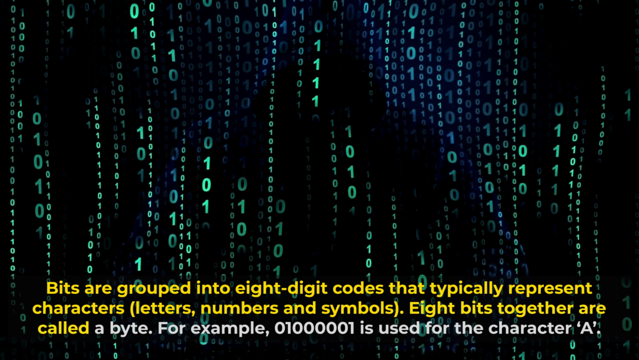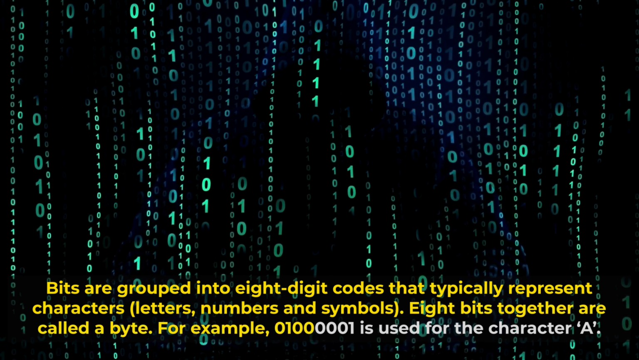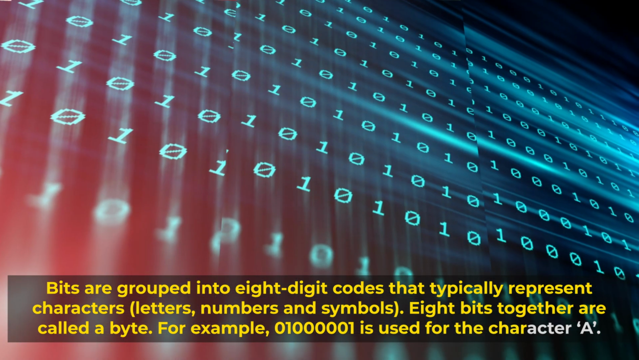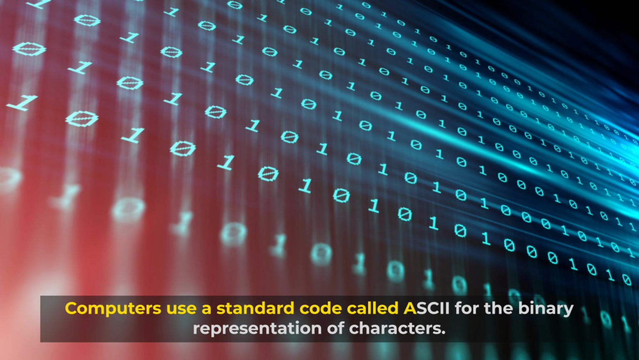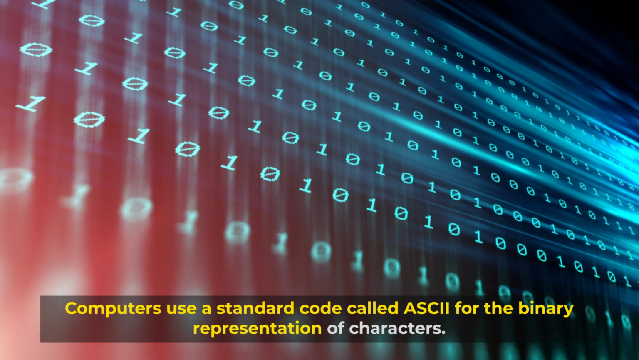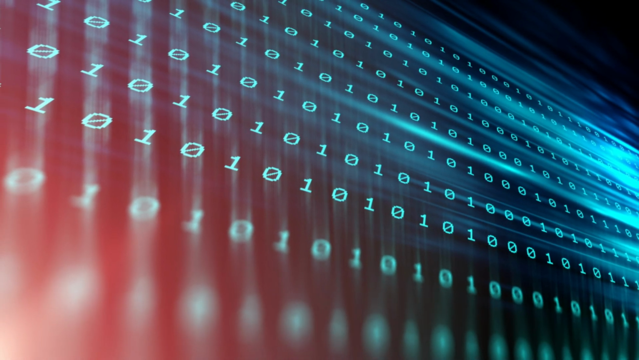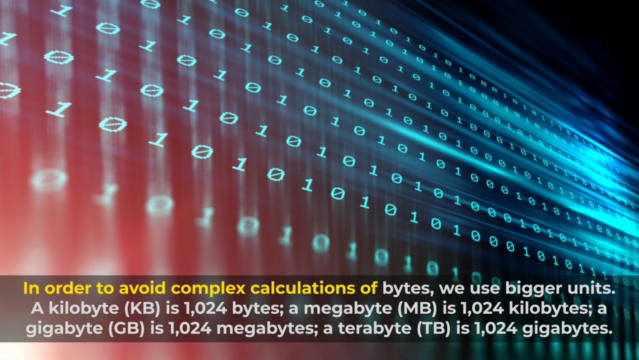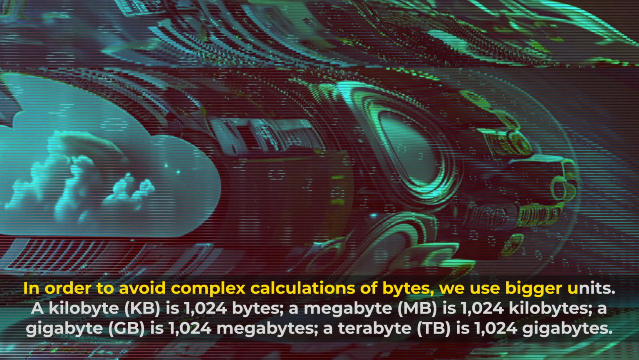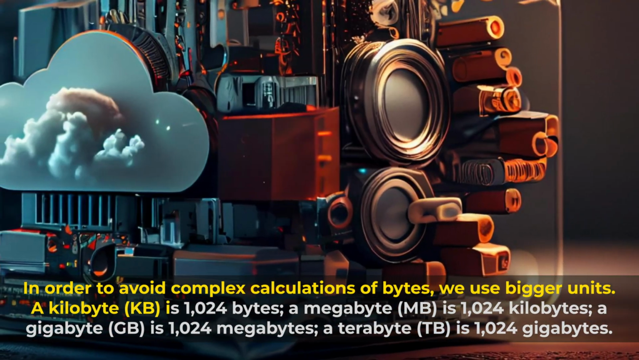For example, 01000001 is used for the character A. Computers use a standard code called ASCII for the binary representation of characters. In order to avoid complex calculations of bytes, we use bigger units. A kilobyte is 1024 bytes.